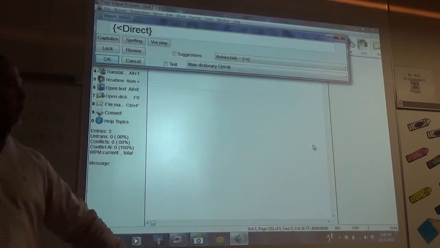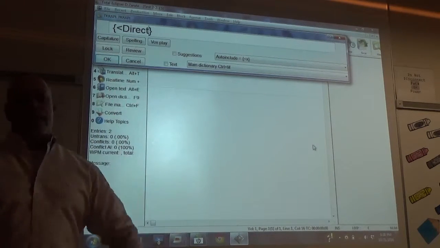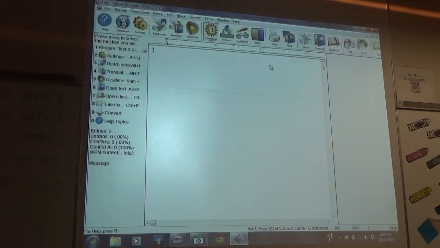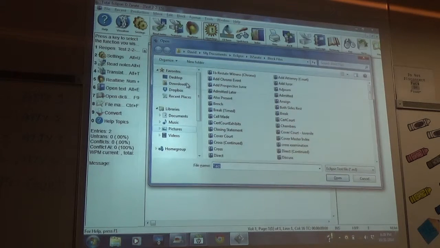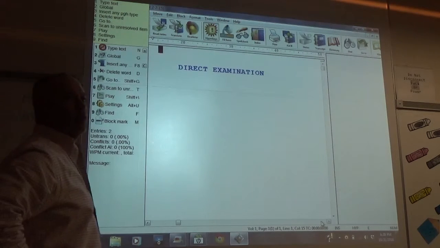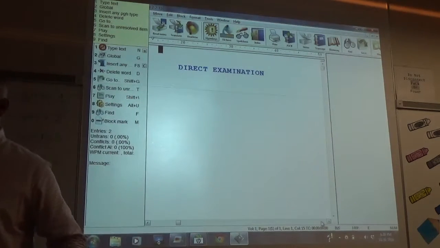Okay guys, you should be right here and push enter. Okay, I'm not going to do it because I already have it. So what should come up is that. Should look just like that. Okay? Does everybody's look like that?